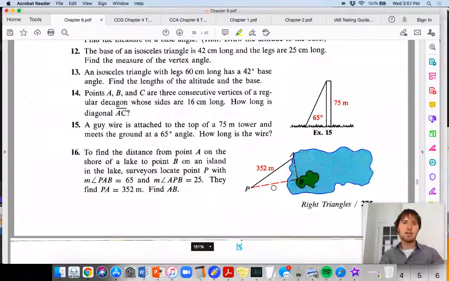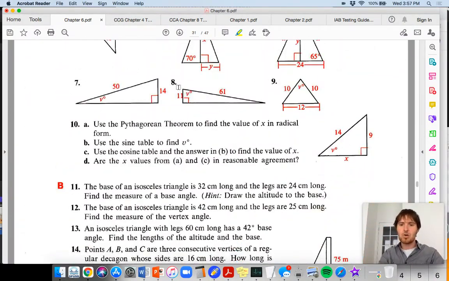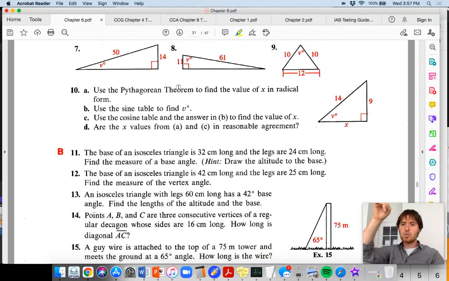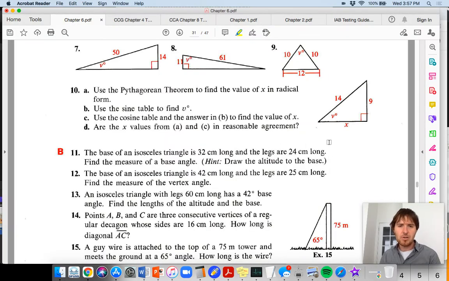I'm not going to go over anything else. I think numbers 11 and 12 are isosceles triangles. Remember, in an isosceles triangle, if you drop an altitude, it creates 2 congruent right triangles. That might be something you have a little trouble with. Number 11: the base of an isosceles triangle is 32 meters long. Legs are 24. Let's sketch this one out so you have it as an example.